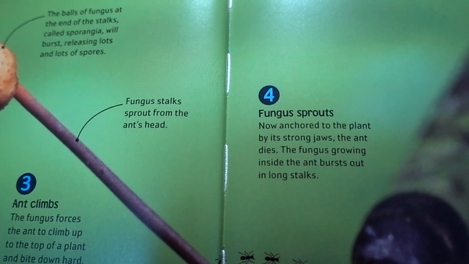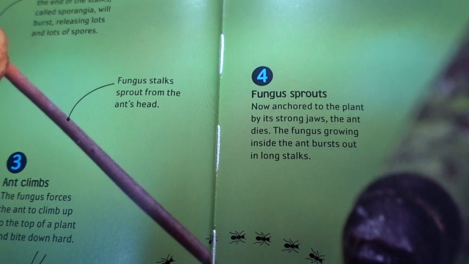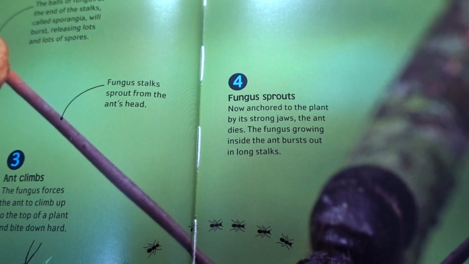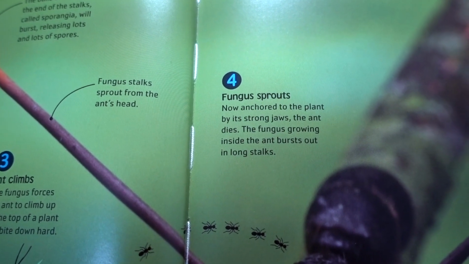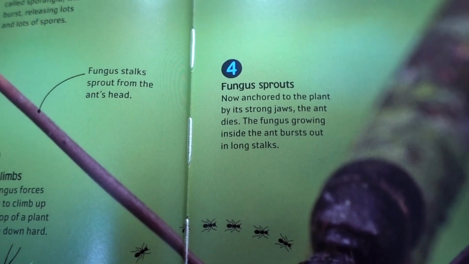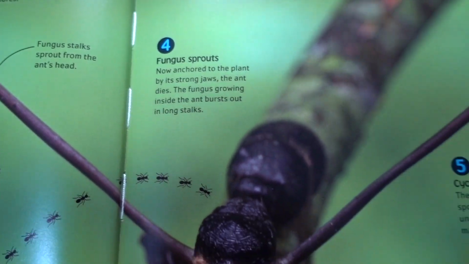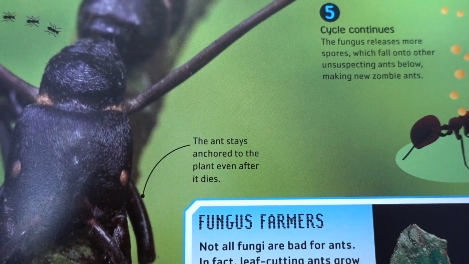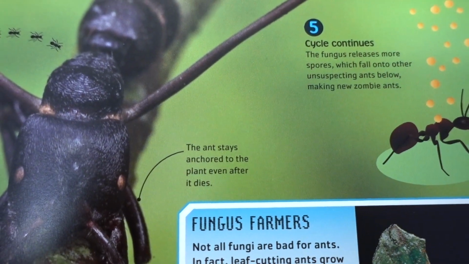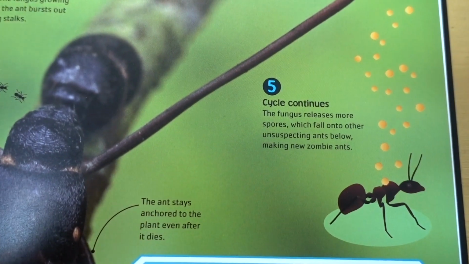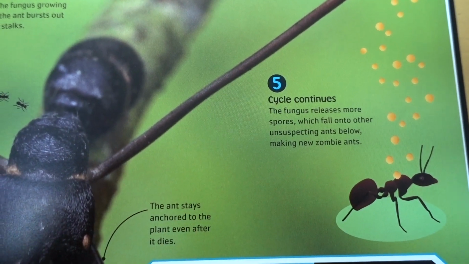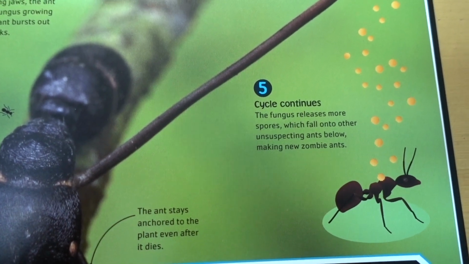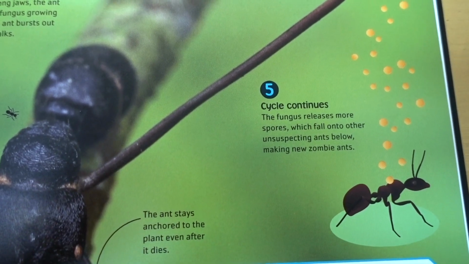Fungus sprouts. Now anchored to the plant with its strong jaws, the ant dies. The fungus growing inside the ant bursts out in long stalks. The ant stays anchored to the plant even after it dies. Cycle continues. The fungus releases more spores which fall onto other unsuspecting ants below, making new zombie ants.